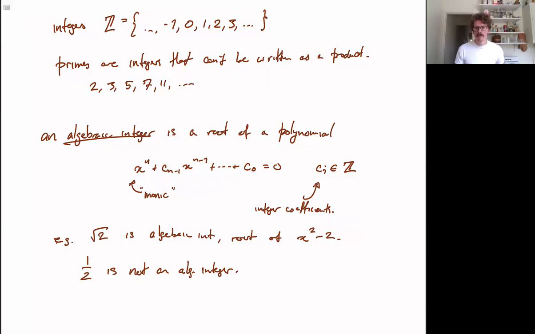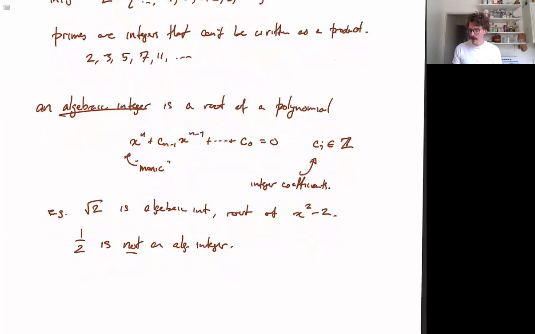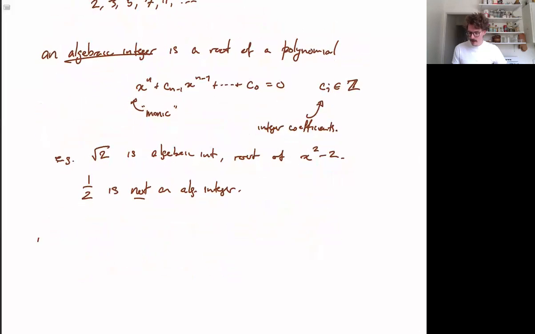So, maybe there's no need to prove this, but it's a fact that 1/2 is not the root of any monic polynomial with integer coefficients. The idea is basically like, if you want integer coefficients, you need to have some coefficient on your highest term. So this is what it means to be an algebraic integer. And they're supposed to behave like a more general set of integers.